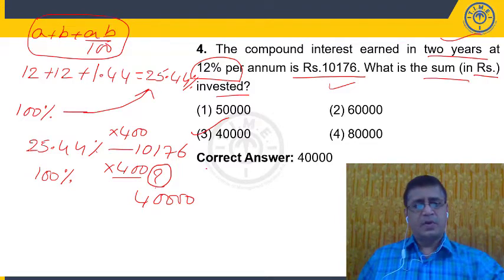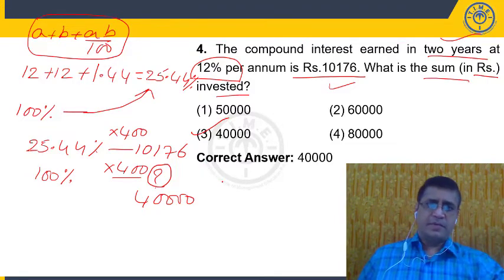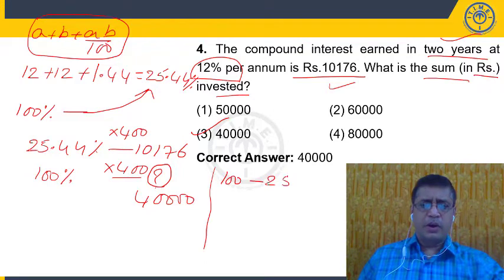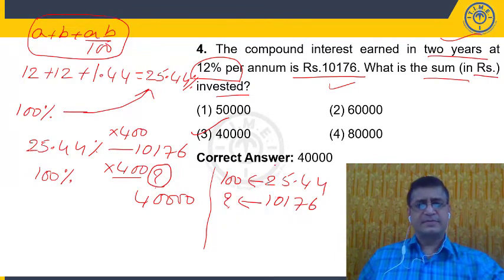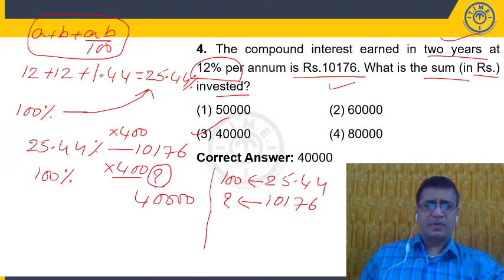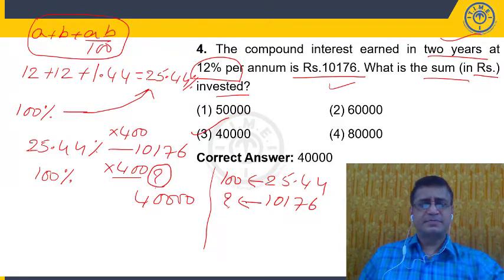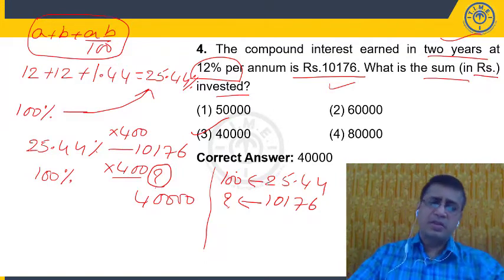Okay. Am I clear? Or you can write like this also. When 100 is the principal, 25.44 is the interest. So 10176 is the interest. So find out its principal value. Same logic. But in cross multiplication, you will get the answer. Okay. So these are the possibilities. So right choice here, option 3.